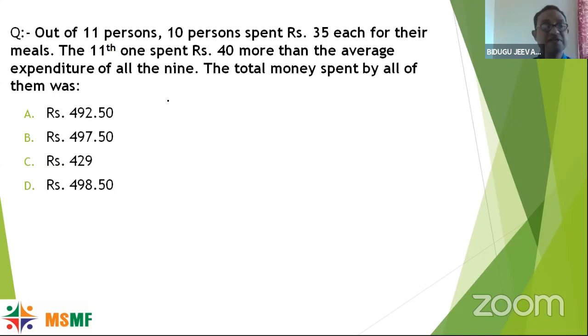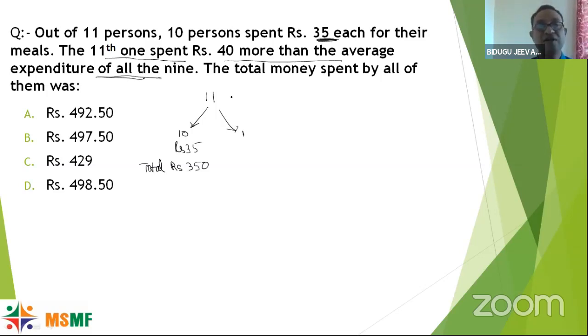Fine. So out of 11 persons, 10 persons spend 35 rupees each. So 11 people are there. Out of these, 10 people spend rupees 35. That is total how much? Total how much they spend? Rupees 350. Right. The 11th one, that is one person, spends 40 more than average expenditure of all. All average expenditure is all, that's all, right?